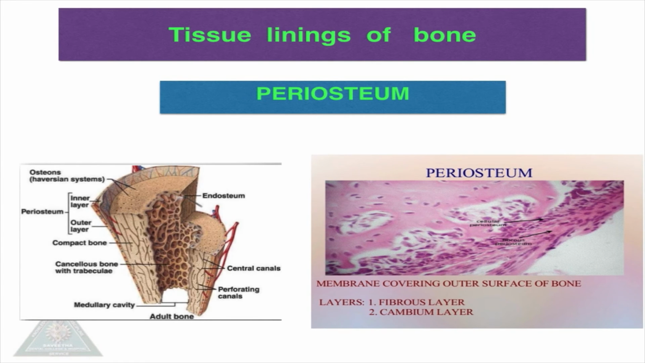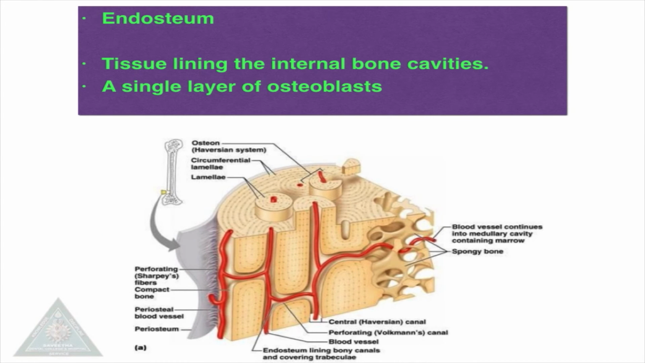The tissue linings of bone include periosteum and endosteum. Periosteum is the outer covering of bone. It has two layers, a fibrous layer and an inner cambium layer. On the other hand, endosteum is the tissue lining the internal bone cavity. It consists of a single layer of osteoblasts and a small amount of connective tissue.